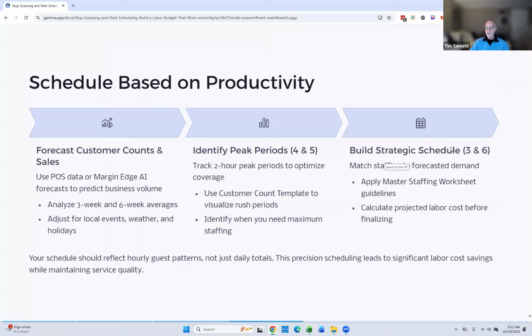So building the strategic schedule, we talked about identifying peak periods, forecasting customer counts in the future so you understand next week how many customers we are anticipating in those low periods and in those peak periods, and whether or not it's going to be impacted by weather or events or a holiday. And then you can start to build this strategic schedule. Okay. So you can match staffing to the forecasted demand. Apply the master staffing to the worksheet.